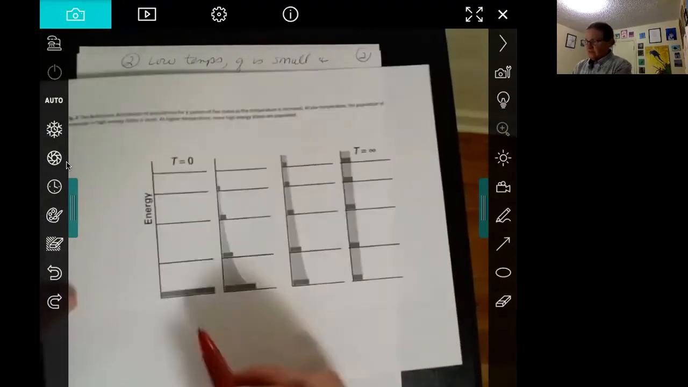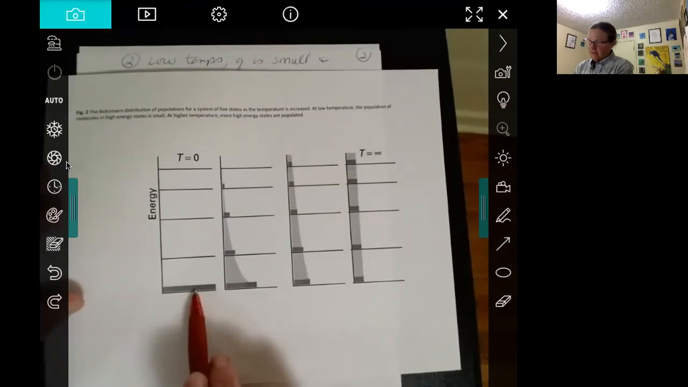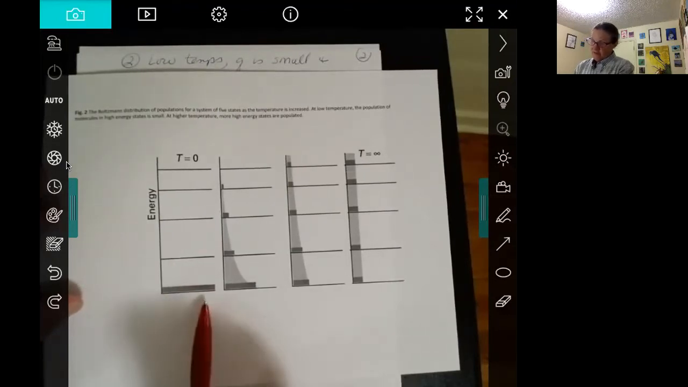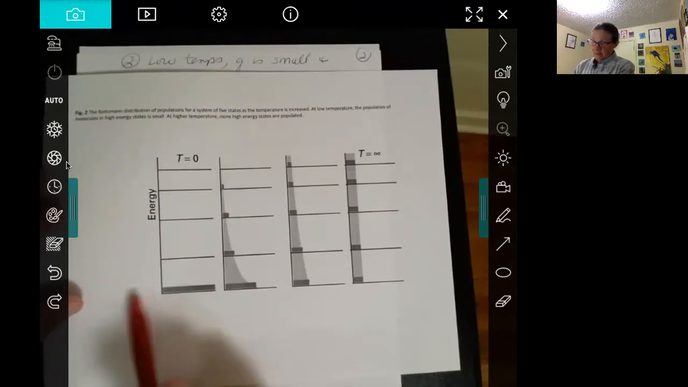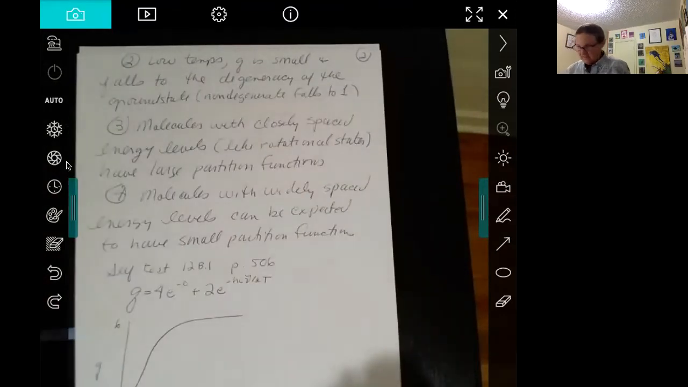So the ground state is the only one that's populated, but if you had a degenerate ground state, the partition function would be equal to the degeneracy. So if you just have one state in the ground at the lowest energy, it'd be 1. But if you had 2 states that were equal here, the partition function would end up at that degeneracy of 2.